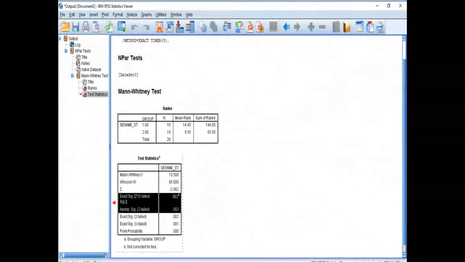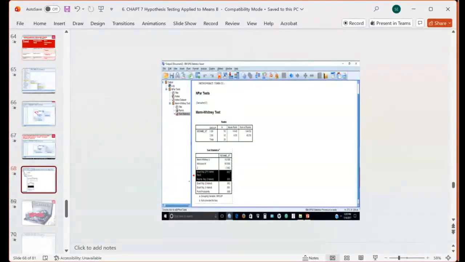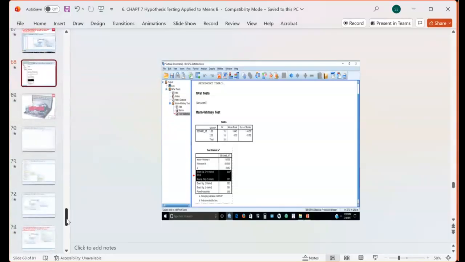How do we know we reject the null? Again, alpha for non-parametric is always 0.05. And as you can see, highlighted in black, it says asymptotic significance. That means it's extremely close to 0. 0.003 is less than alpha, which is 0.05. So we reject. And this one too.